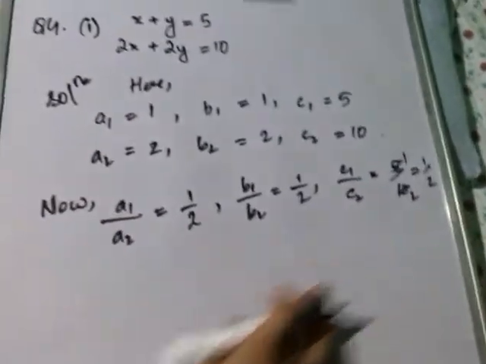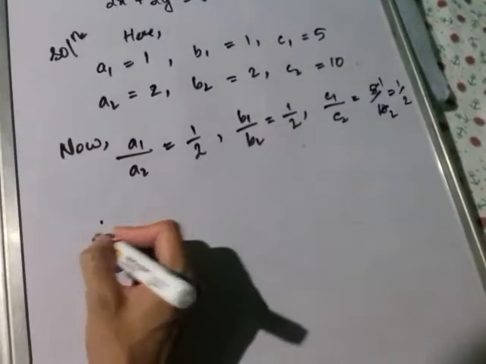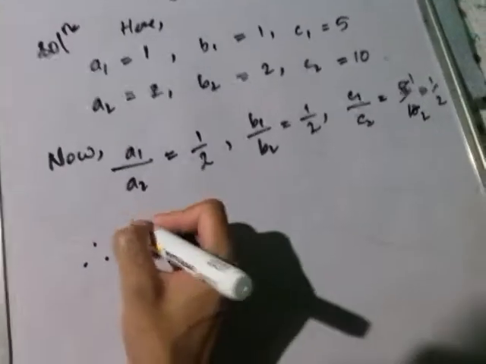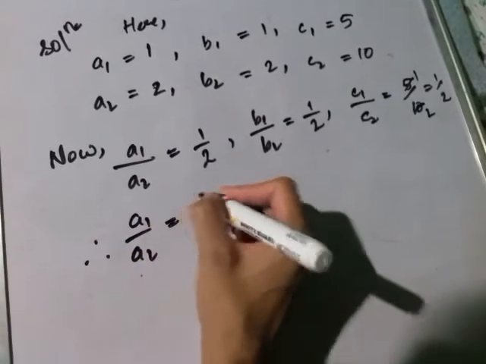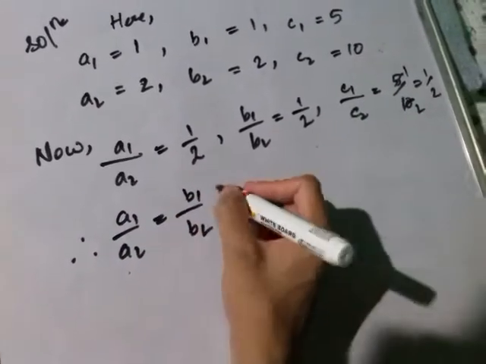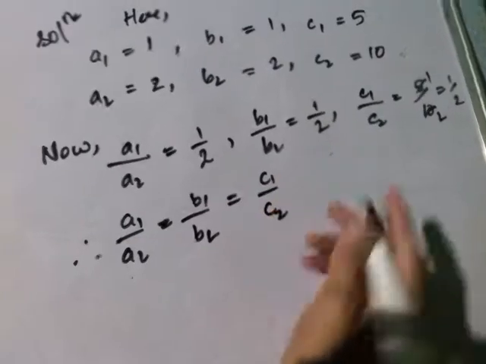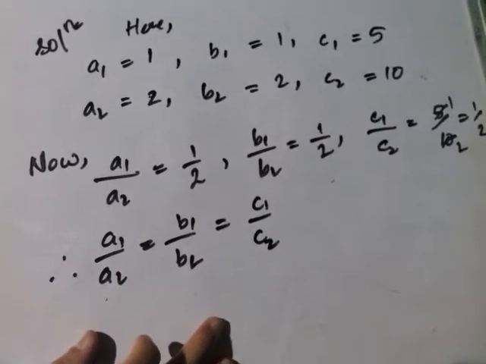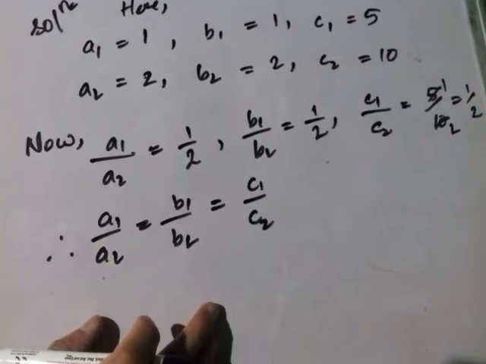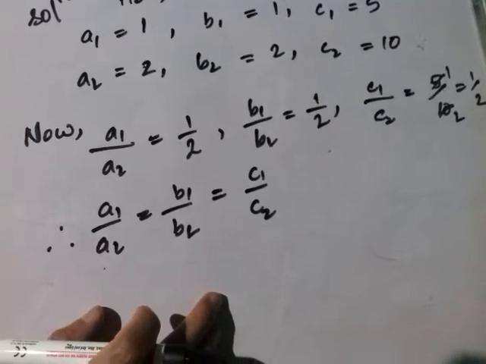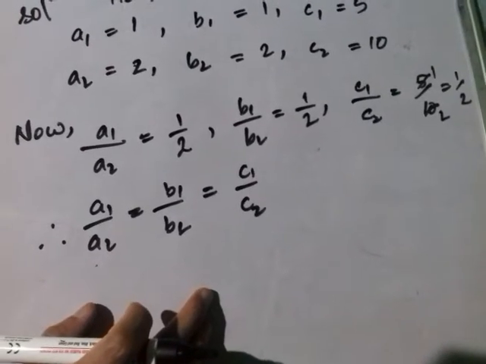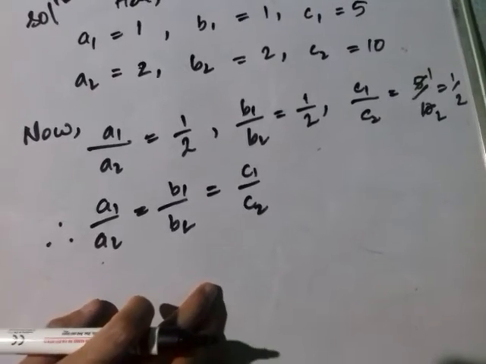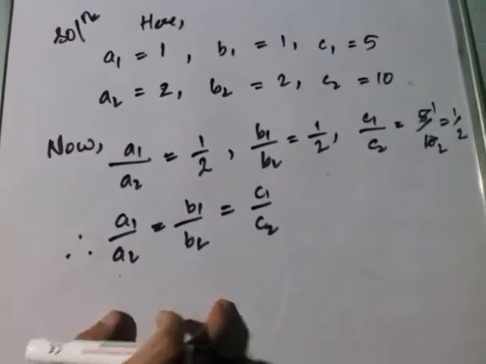So here you will write, therefore if it is consistent, then we will find out graphically now. So you see, a1 by a2 equals b1 by b2, it's all equal now, c1 by c2. So you see here, why is it all equal? If all the fractions are equal, that means it has coincident lines, not parallel lines, sorry, and they have infinitely many solutions. Okay, that is the formula now.